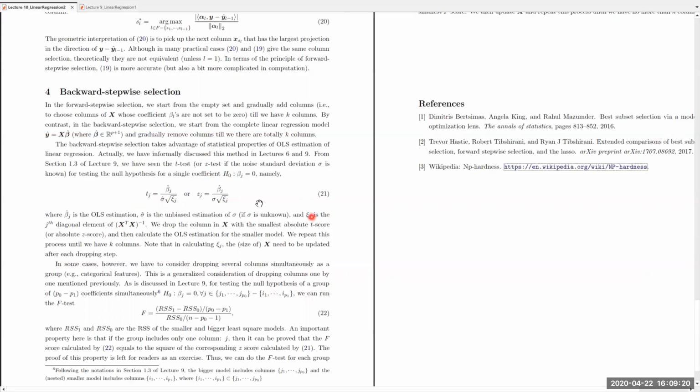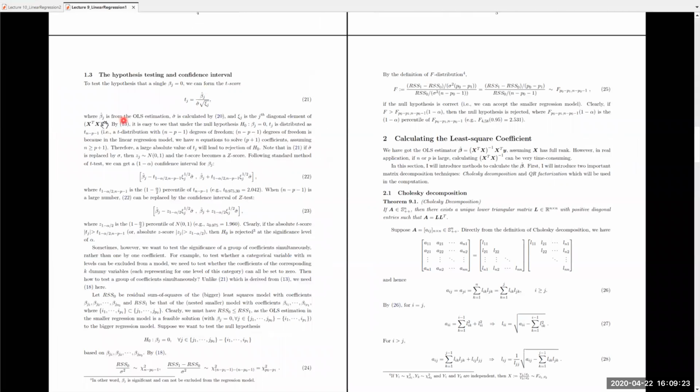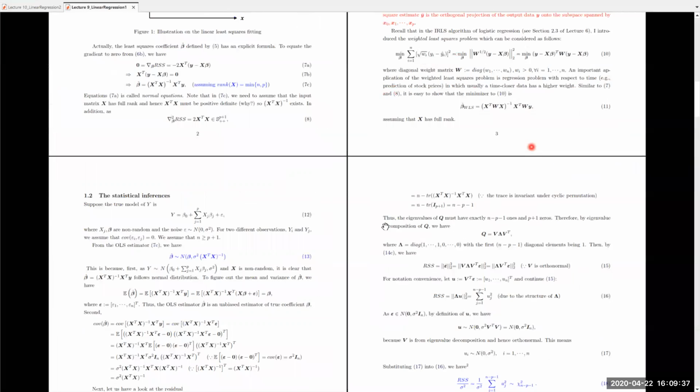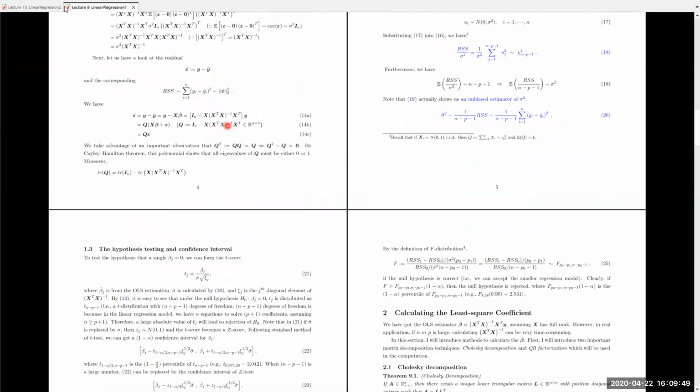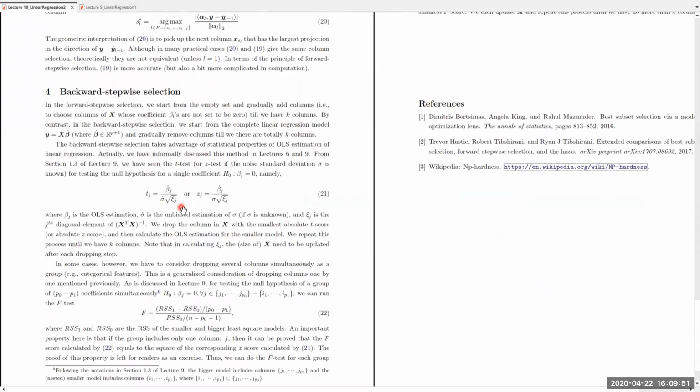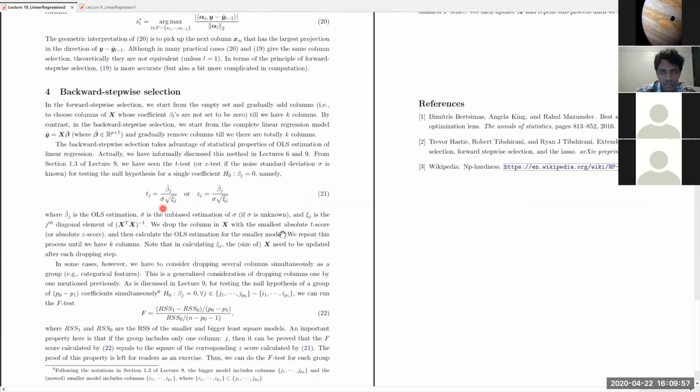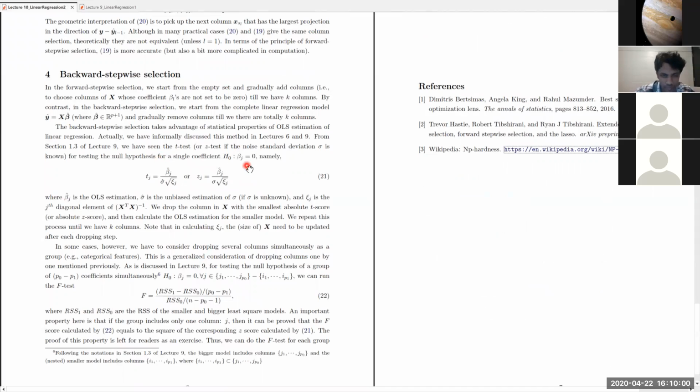And this Kasi, according to what we learned in lecture 9, is the j-th diagonal element of this matrix. And Arab, do you still remember why? Because you are the person who asked me this question in the last lecture. That's because of the statistical property of the beta here. For each beta, the variance is simply the diagonal element, because this is the covariance matrix. And I'm going to drop it one by one until I have k columns left. So this is the backward selection for single coefficient consideration.